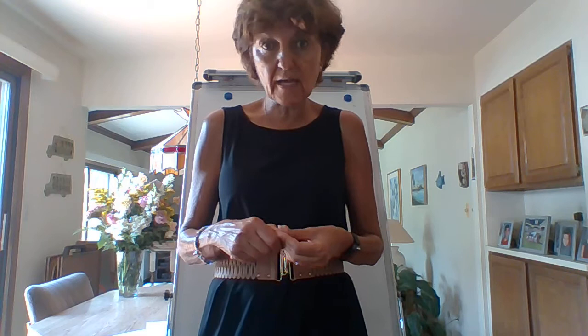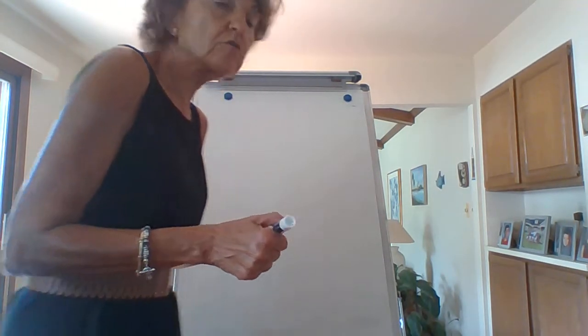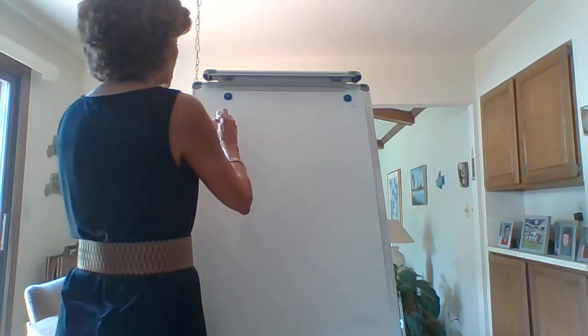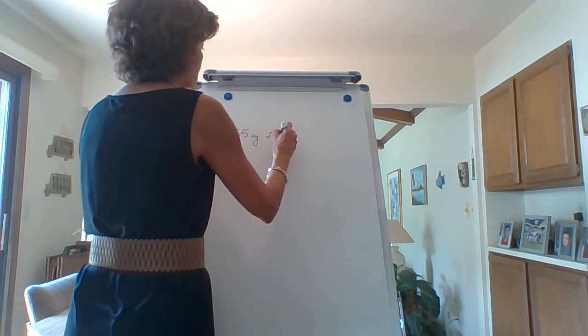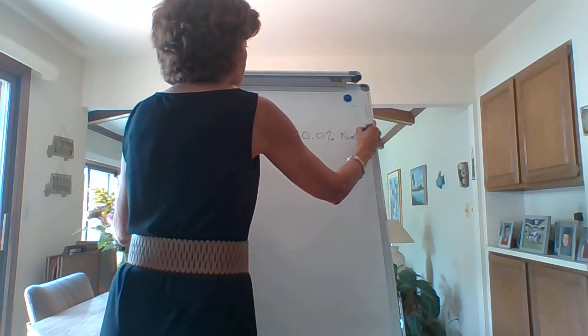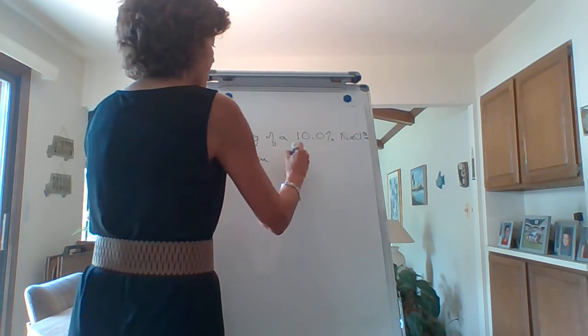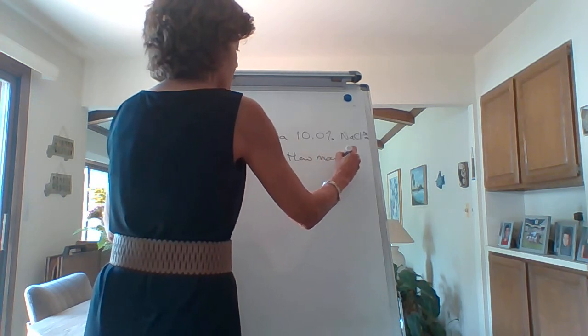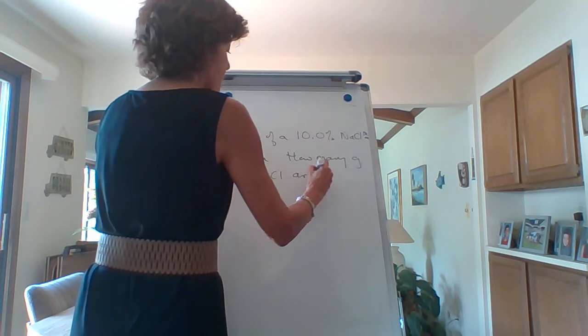So in these types of problems, they give you the percent, and then they give you one other piece of information, and then you have to find the third. So let's take a look at what you're supposed to do. Let's say you have 255 grams of a 10% sodium chloride mass over mass solution. So it's 10% by mass. How many grams of sodium chloride are there in it?